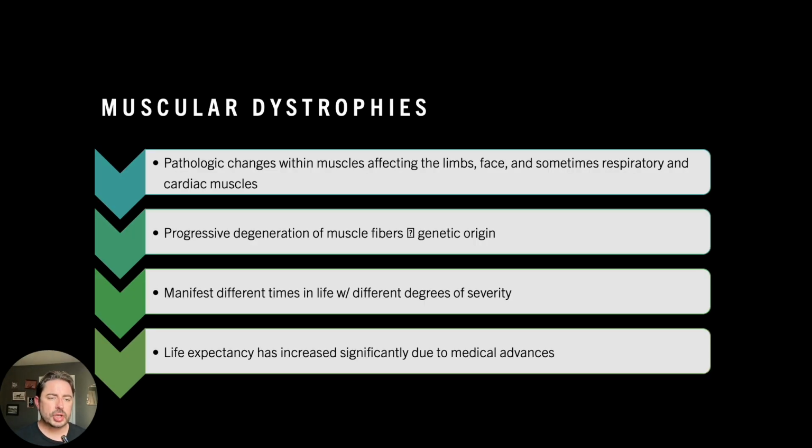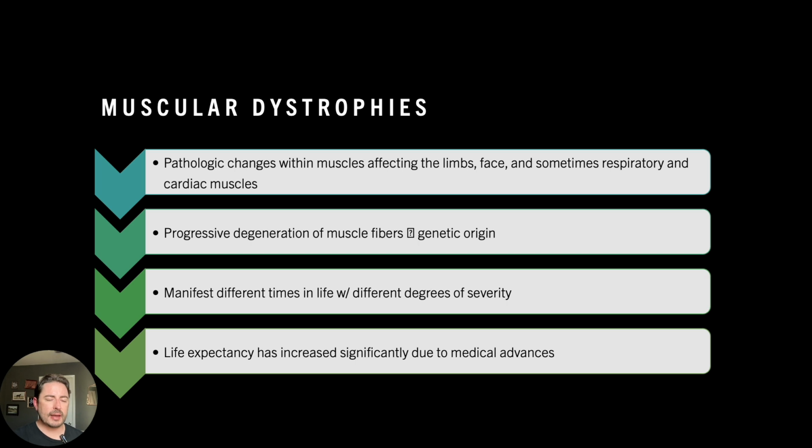The next set that we're going to jump into is the muscular dystrophies. And when we look at muscular dystrophy, this is a term that's composed of several genetic disorders characterized by these pathologic changes within muscles that affect the limbs, the face, sometimes respiratory, or even the cardiac muscles. They are distinguished from the other neuromuscular disorders in that they are primary myopathies, are progressive, and manifest degeneration of muscle fibers pathophysiologically and have a genetic origin.